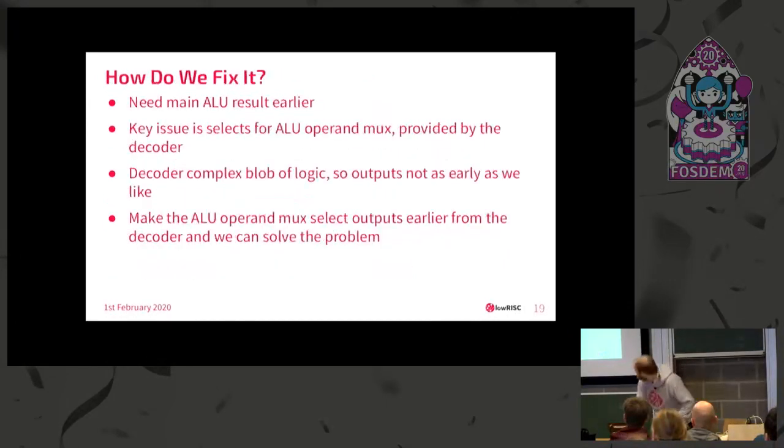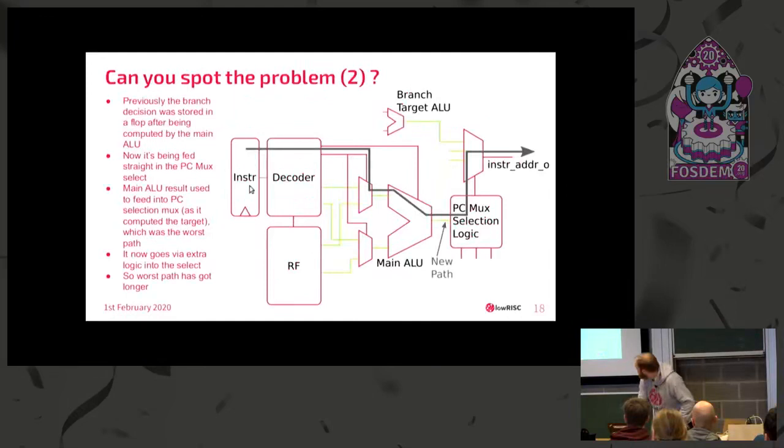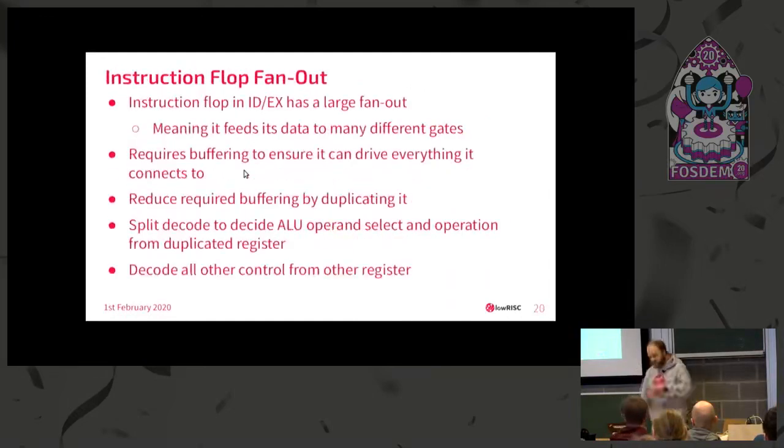So this thing here, which is what I just called the instruction flop, connects to an awful lot of logic, all kinds of gates. And so in order for it to physically drive all these gates, it needs a bunch of buffering to push that signal out everywhere. And this slows it down quite a bit. So if we could somehow reduce that, if we could reduce that fan out, we can speed up our design.